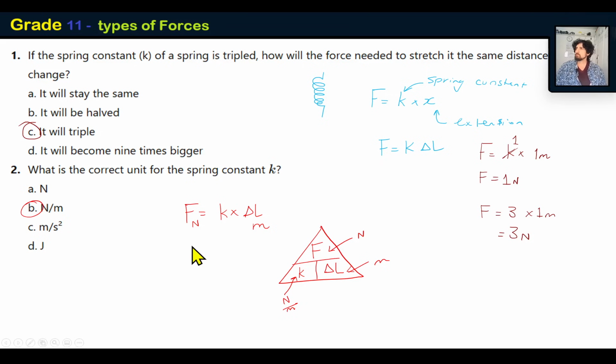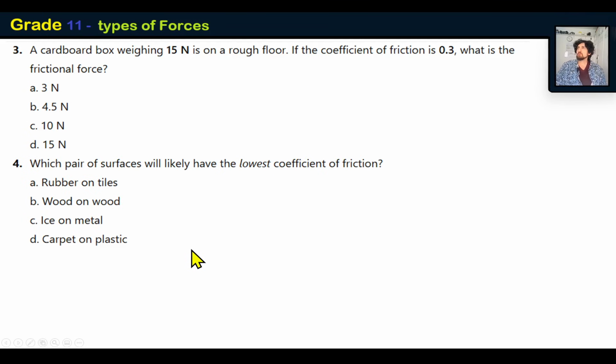Okay, let's move on. A cardboard box weighing 15 newtons is on a rough floor. If the coefficient of friction is 0.3, what's the frictional force going to be? So let's see. The normal force, of course, what is going to be the formula? We always need to look at the formula. The formula is going to be force equals mu.